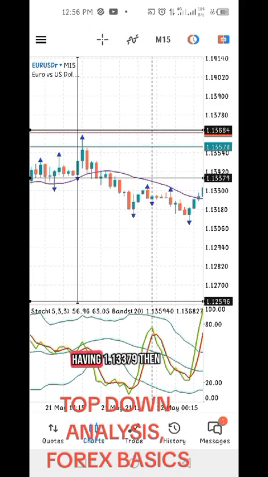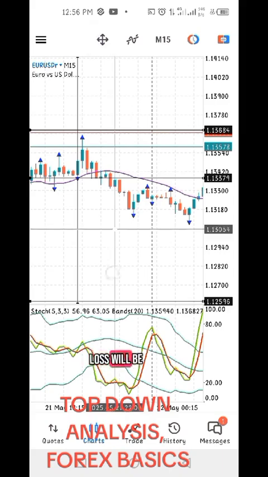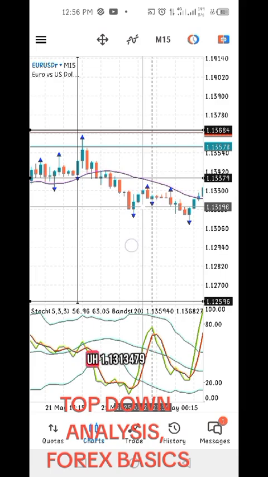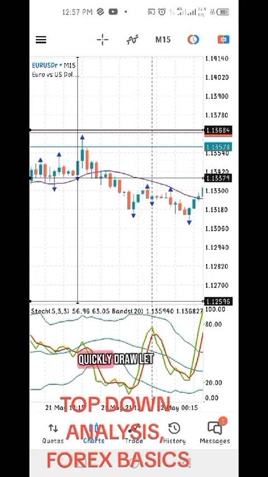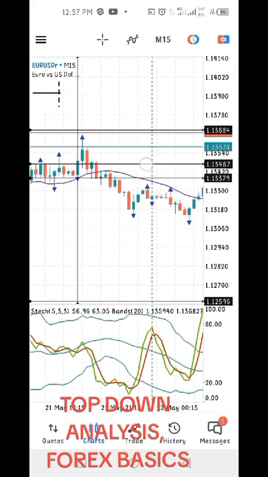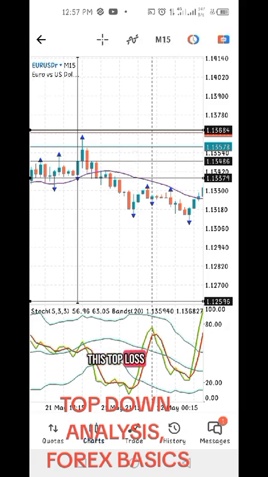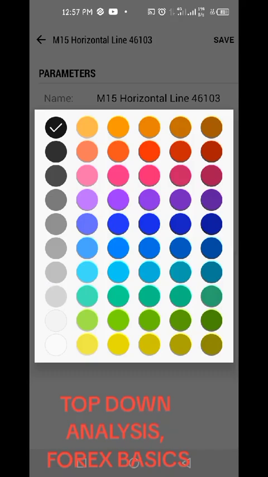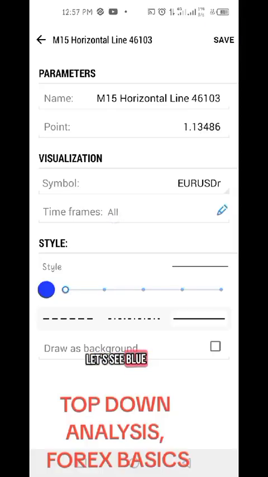If my entry is 1.13375, then my stop loss will be around 1.13479, around this place. Let me quickly draw another line for our stop loss. I will mark it in blue. Are we getting it now?